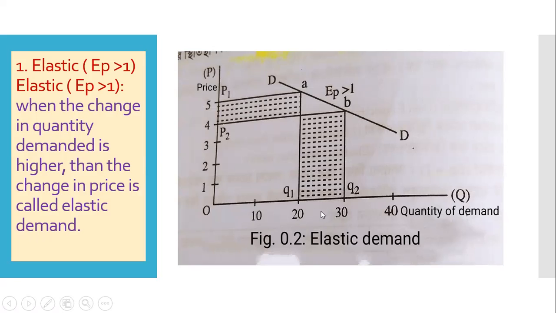That means quantity demanded changes by more than the change in price, and so the demand curve we get is a bit flatter. When we join points A and B, we get a demand curve that is a bit flatter. So when we see a flatter demand curve, we will understand it is representing elastic demand. So let us see the formula.